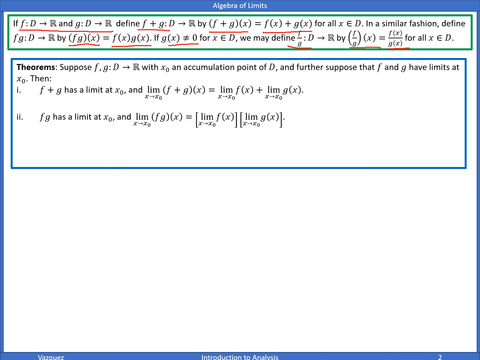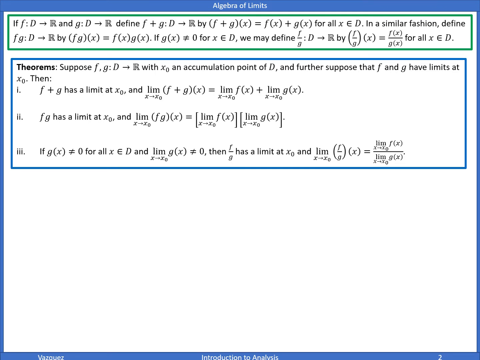F times g has a limit at x naught, and that limit happens to be the two limits multiplied. And as you can probably imagine, as we defined up here in green, the three operations, we now have division. So if g of x is not equal to 0 for all x in D, and the limit is not equal to 0, then f over g has a limit at x naught, and that happens to be, again, the limit of f as x goes to x naught over the limit of g as x goes to x naught. And we're going to prove these.